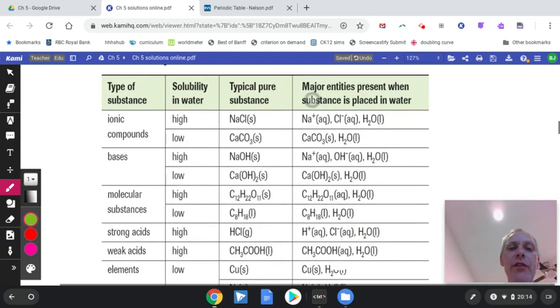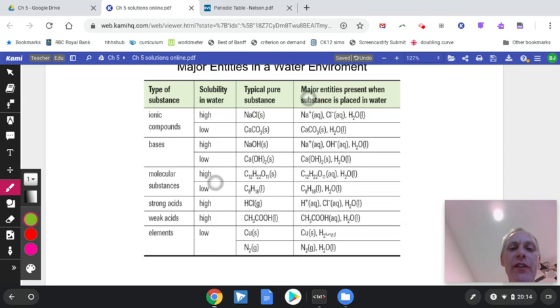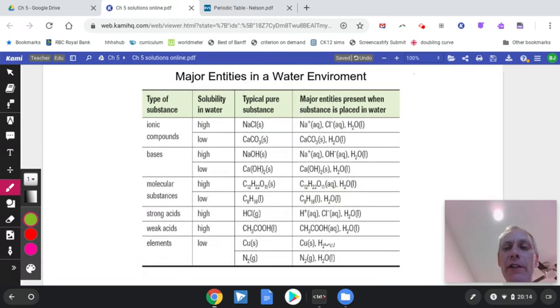Okay, so this chart is a summary from your textbook. I didn't put it in your notes just because it's examples of all the things that we just did. If you're an ionic compound and you have high solubility, you dissociate. If you have low solubility, you stay together as a solid.